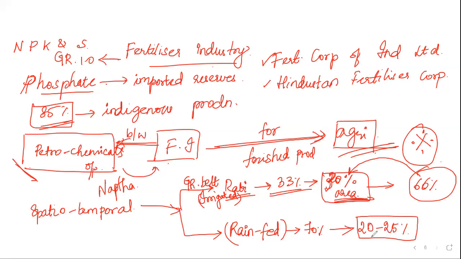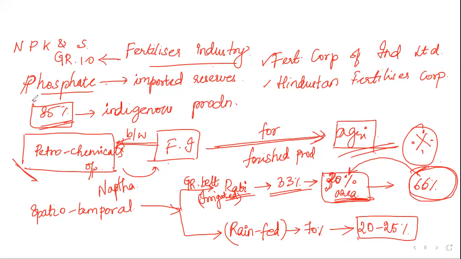Can you see the disparity here? The disparity is huge. 66% of the consumption is being taken up by 30% area, and 20 to 25% of consumption is taken by another 70% of the area of India. And therefore, there are spatio-temporal variations with respect to fertilizer use in the country.